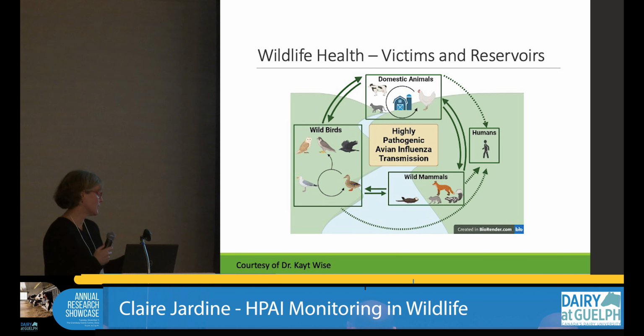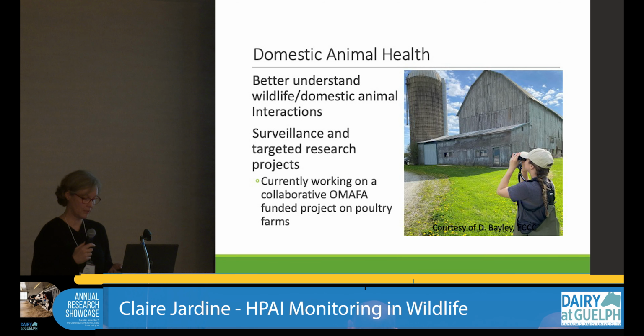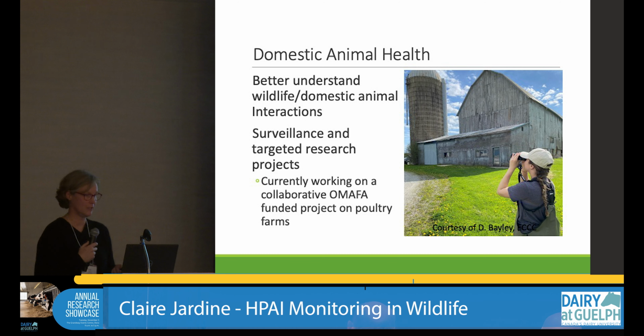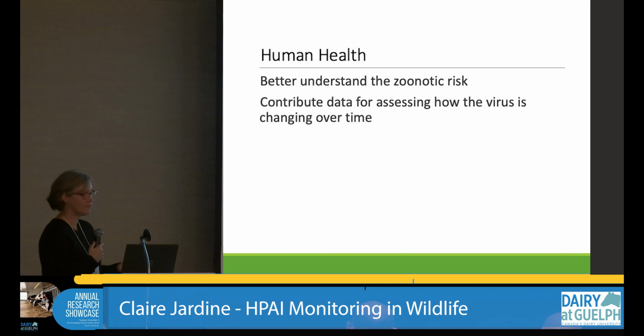But it's also essential that we understand the role of different species so that we can look at how the virus is transmitted. From a domestic animal perspective, we need wildlife surveillance to better understand how the virus is getting onto farms and into barns, and we need to do this through surveillance at the wildlife-domestic animal interface. We need to know what's going on, so we can do surveillance and targeted research projects to look at that. We currently have a project with OMAFRA looking at wildlife use of poultry farms, and if people are interested, we could also try to expand that to look at dairy farms as well.